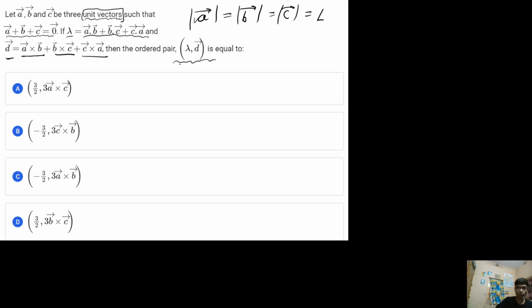So if we try to solve the question from the given equation, that is vector A plus vector B plus vector C is basically equal to the zero vector.